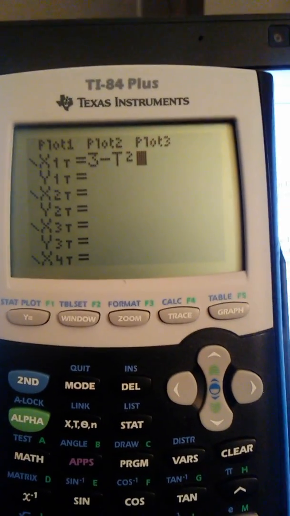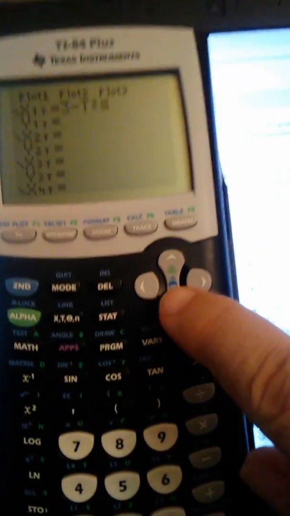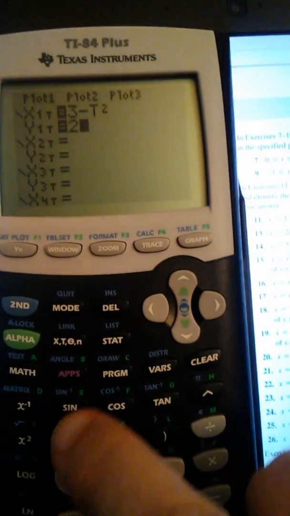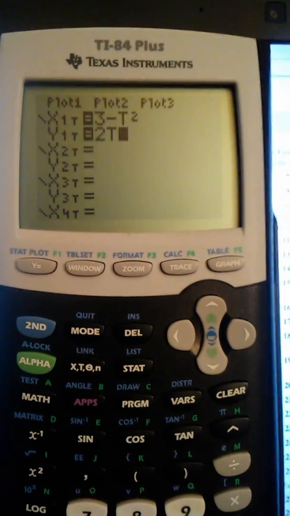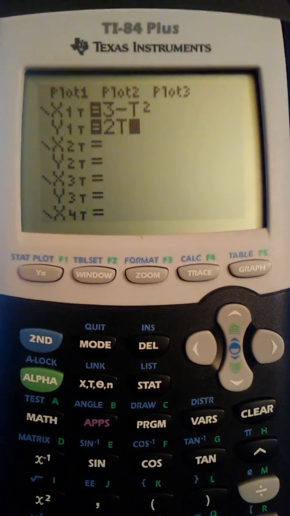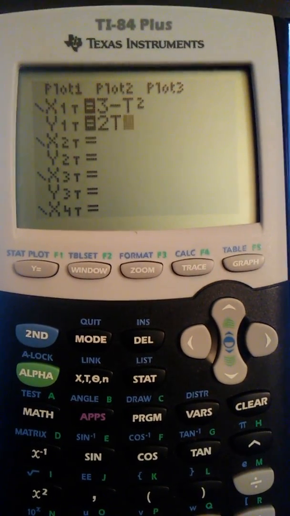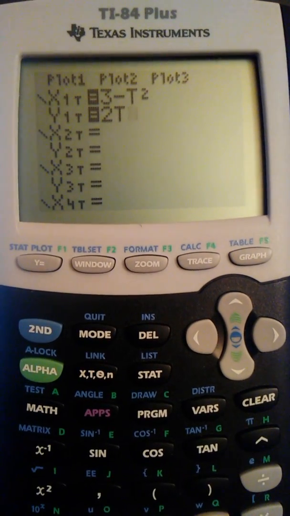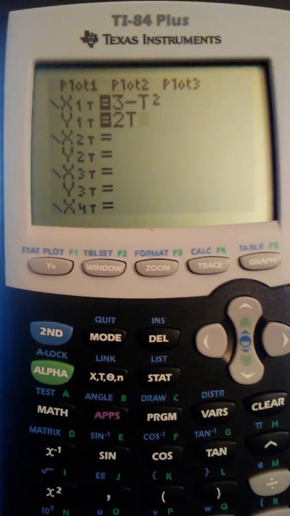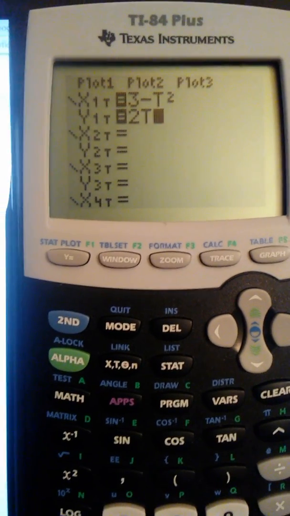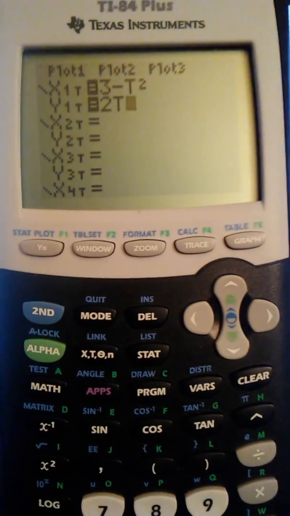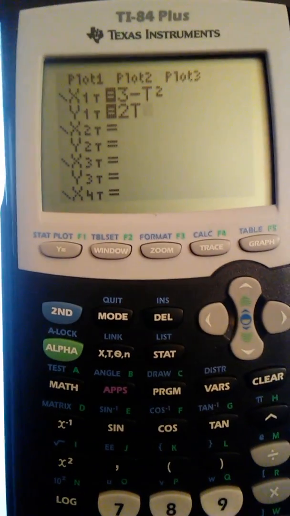Now the equation that it gives us for the y is y equals 2t. So I'm going to arrow down to the t, and I'm going to say 2, and then that X,T,θ,n button again. Okay, now I've got those two equations in there. All right, now it says graph the equations using that parameter interval. Let's graph it before we change any intervals.